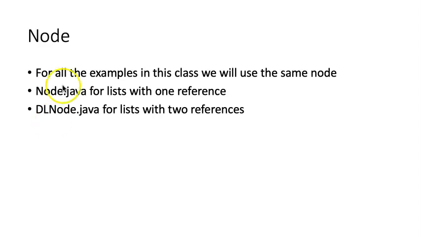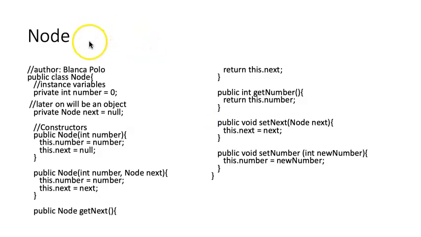So, for beginners, I'm going to talk about the nodes, and for all the examples that I'm going to be using in this particular lecture, I am going to use node.java. That's going to be for all the references where the nodes have just one reference, okay? And DL node for all the lists where each node has actually two references, okay? And to begin with, let me show you here the node, the actual node class.